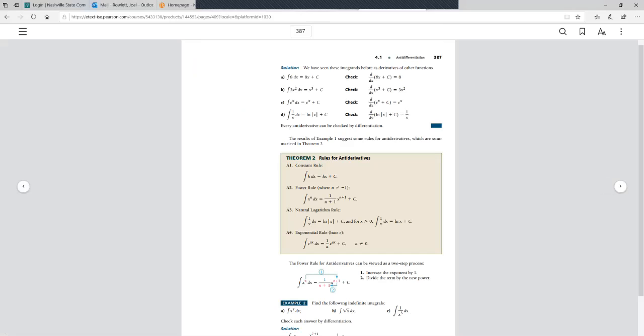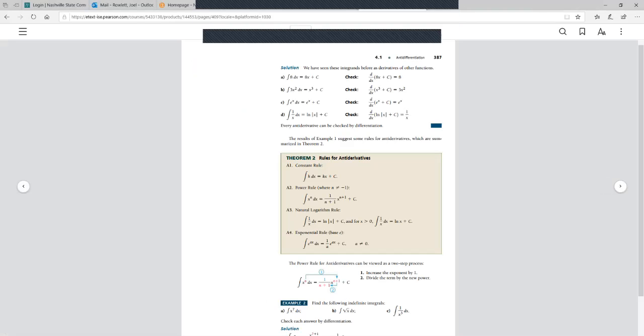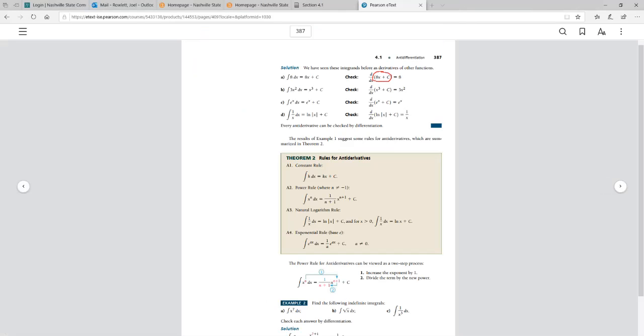So let's take a look at that theorem in motion, so to speak, and hopefully things will become a little bit clearer. We've seen these integrands before as derivatives of other functions. In other words, if you take the derivative of 8x plus some constant, then we know that the derivative of 8x is 8. Well, if the derivative of 8x plus c is 8, then the antiderivative of 8 would have to be 8x plus c. And this is our notation for antiderivative, also known as the integral.